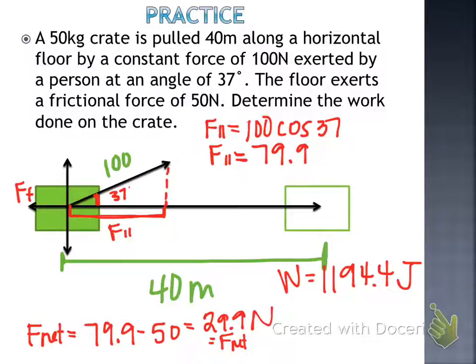And it could be a little different depending on where you round. Okay, there's another way that you could go about solving for this. If we wanted to find work done by the applied force, we would have taken 79.9 times 40. We could have found work done by friction, which is 50 times 40, and then we could subtract those two values. You could do it two different ways. Find the work done by each force, then subtract those, or you could find the net force and take that times the displacement. Okay, a couple different ways you can go about it.